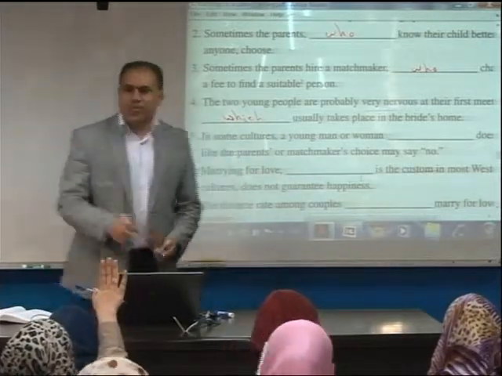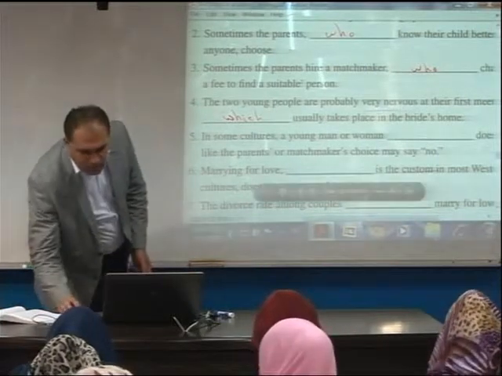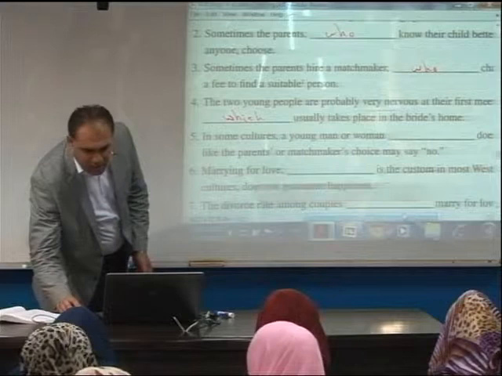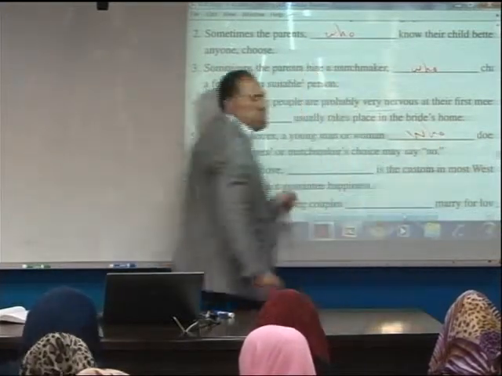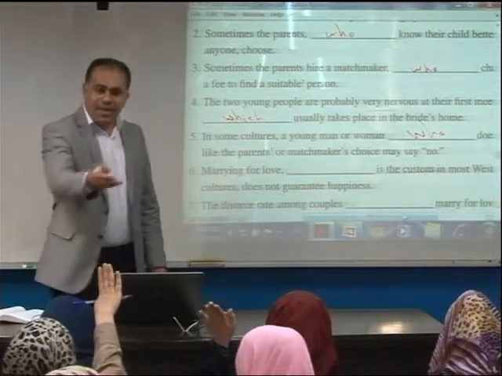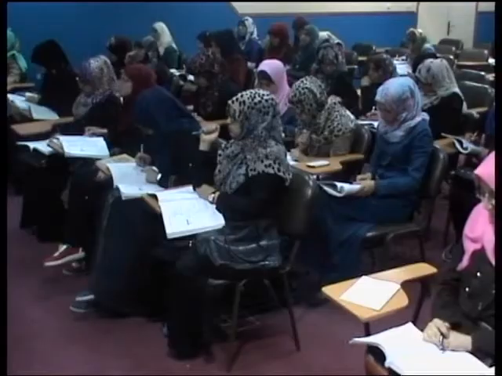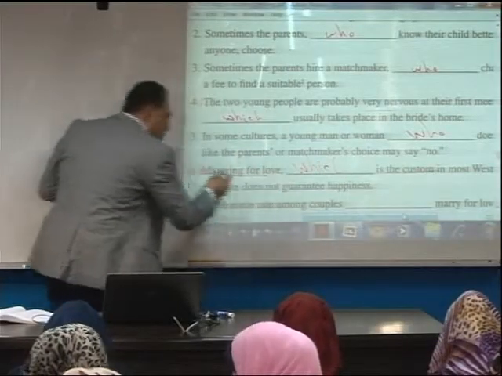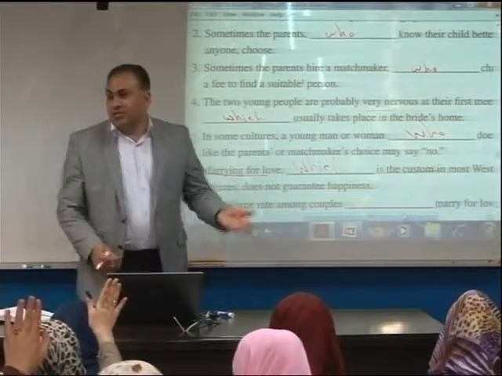Number 5. In some cultures, a man or woman who doesn't like... So it is who doesn't like... Okay? And marrying for love, which is a custom in most Western cultures. Why is it not who? Because this is not a reference to a person. It's a thing. Marrying for love.